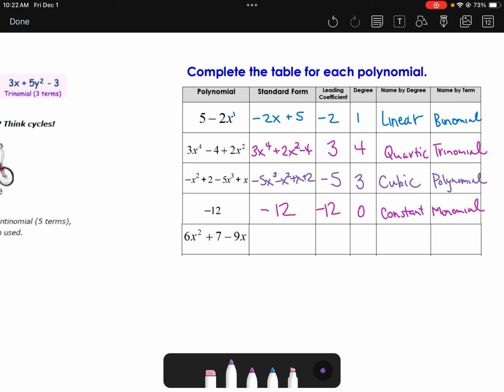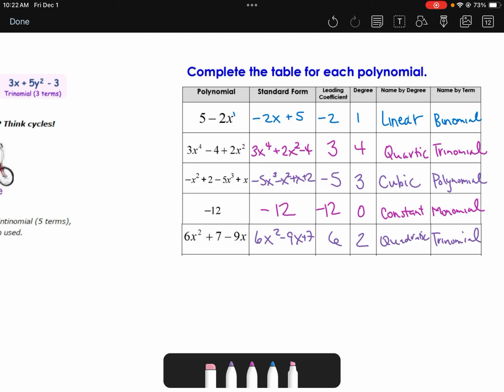Okay, last one here. So we have 6x squared minus 9x plus 7. My leading coefficient is 6. The degree is 2. So if I'm naming it by the degree, that is a quadratic. And by terms, there's 3 terms, so that is a trinomial.